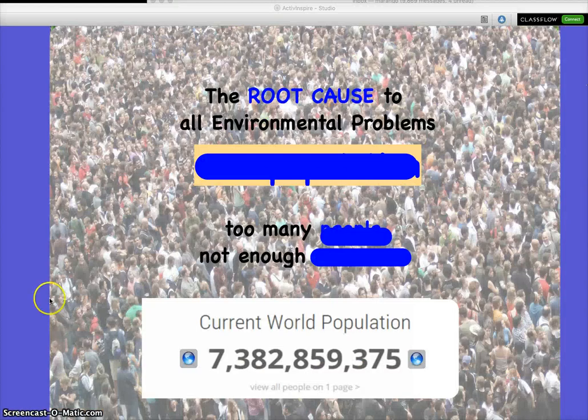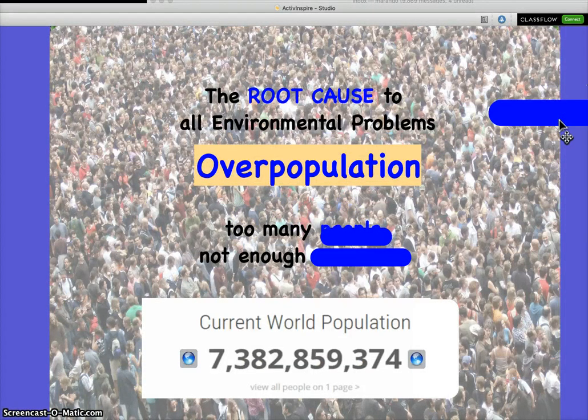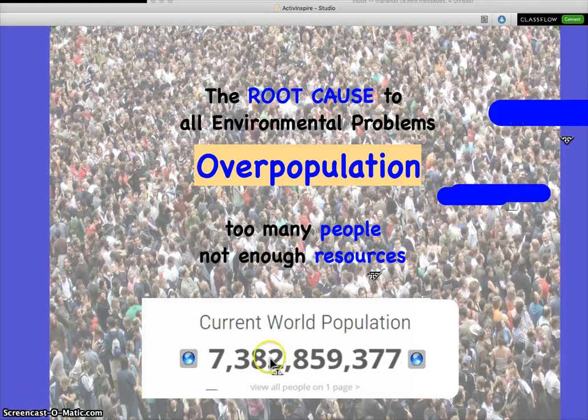So what's the root cause, now that you know? Overpopulation. What does that mean? Too many what? People or organisms, I should say. In this case, we're looking at people, right? And not enough? Good job. Too many people, not enough resources.